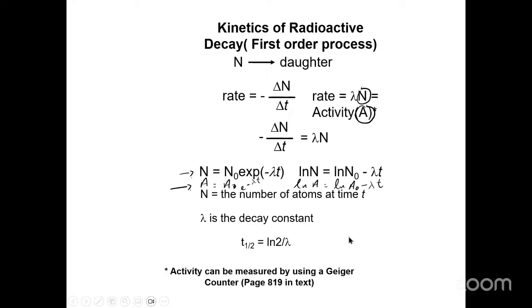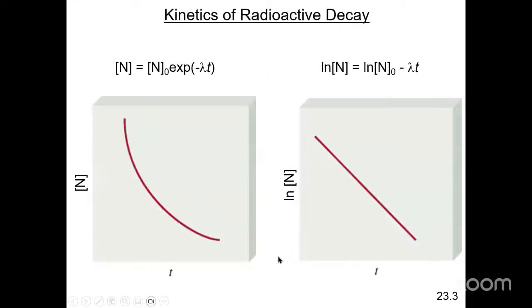So let's talk about how we measure, before we get to measuring. So this is just basically a graphical plot of, in this case, the number of nuclei present at time t versus t.